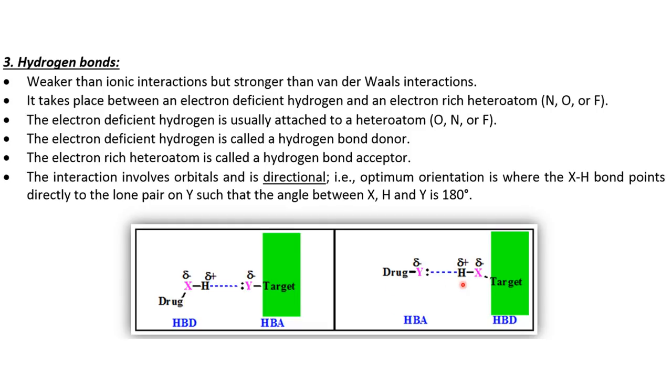What's unique about the hydrogen bond is that it's directional, which means that the angle between the heteroatom, the hydrogen, and the other heteroatom should be close to 180 degrees in order for the hydrogen bond to occur.